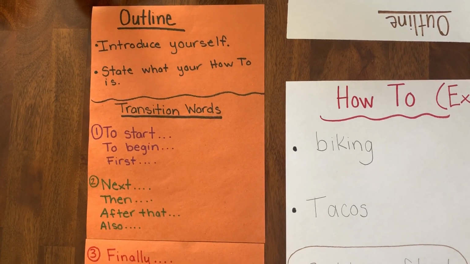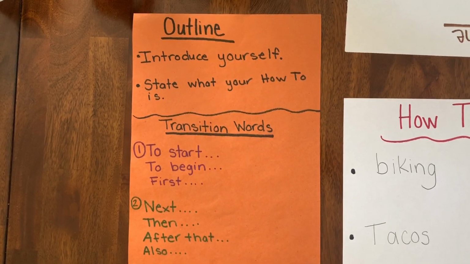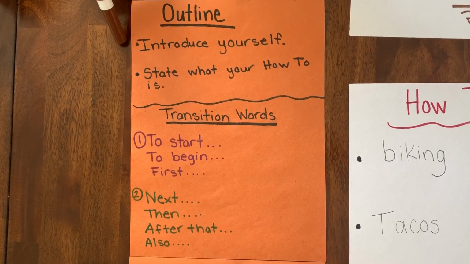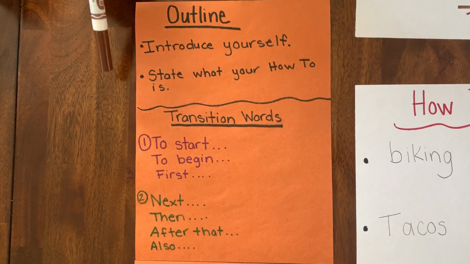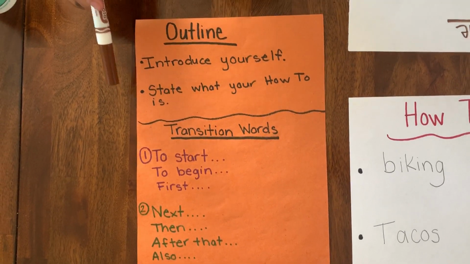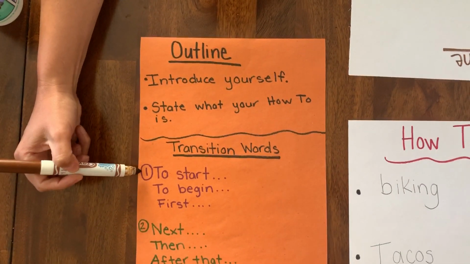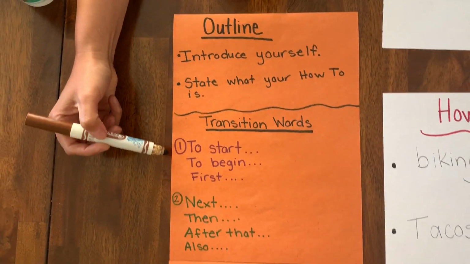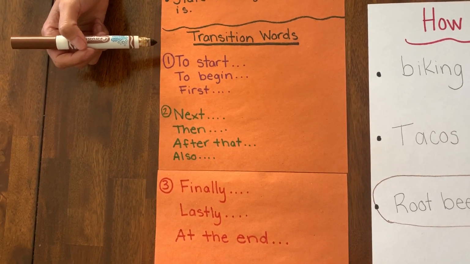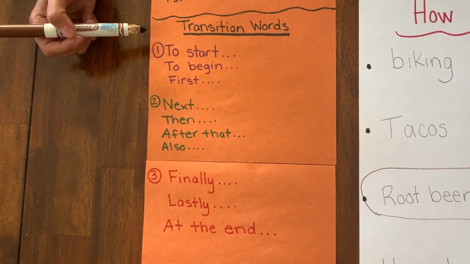So this is what all 3 of us are going to be looking for this week when you are presenting your how-to paper. Number 1, you are going to make sure that you introduce yourself and you state what your how-to is going to be. The next thing is really important because when we get down to this, the numbers 1, 2, and 3, these are our transition words. These are the words that are going to walk all of your listeners and your watchers through what your how-to is.